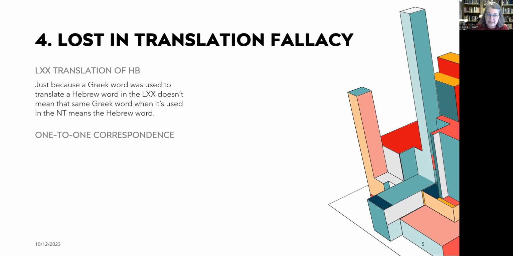Another lost in translation fallacy is one-to-one correspondence. That's the idea that one word in Greek or Hebrew always means exactly the same word in English. So one of my favorites is the word pistis in Greek. It means faith, but it can also mean loyalty or faithfulness. And we have to look at context and figure out which it means in a particular context.